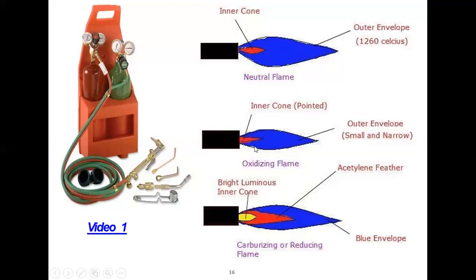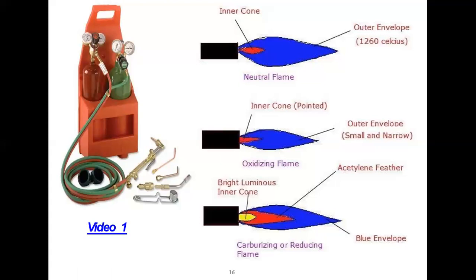Now I'm coming to the next flame, that is the oxidizing flame. In case of this oxidizing flame, we can also see two parts. That is the inner cone, but the certain difference is that it will be a pointed inner cone. We can see a sharp point of this inner cone. The outer envelope is also there, and the temperature of this inner cone is different from the neutral flame. Actually, we can generate almost 3,300 degrees centigrade through this oxidizing flame. That means the temperature of the oxidizing flame will be more with respect to the neutral flame.